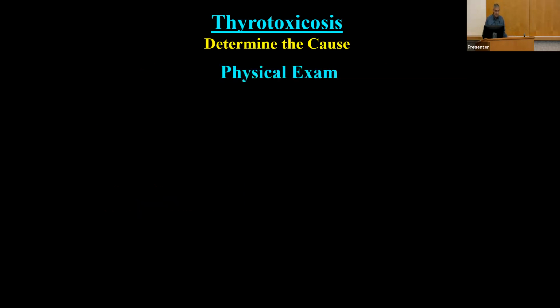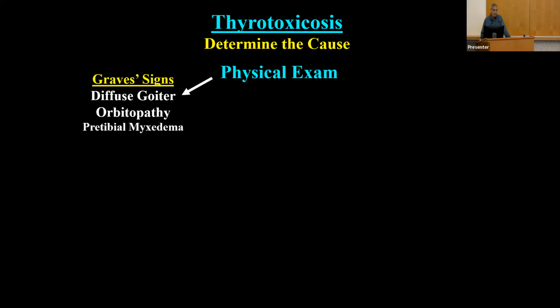So to get to the cause, we start with a physical exam, and there's probably no area of endocrinology where a physical exam is more valuable than in determining the cause of thyrotoxicosis. Because there's certain signs that are specific for Graves' disease itself, and that's a diffuse goiter. Nothing else has a diffuse vascular goiter. The orbitopathy, where people have proptosis and periorbital edema and chemosis, and pretibial myxedema, these are signs that only occur in Graves' disease. So if you have a person that has these, they have Graves' disease. Okay, you don't even really need a test after that. So those are signs specifically of Graves' disease.